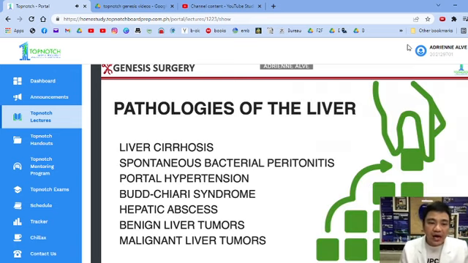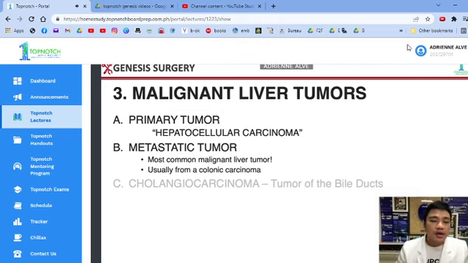So, going back to our outline, we're done with hepatic abscess, we're done with the benign liver tumors, and now we're going to start discussing your malignant liver tumors. For malignant liver tumors, meron tayong tinatawag na primary and metastatic. Tapos yung pangatlong type, if you would notice, nakadim or not so bright in color, because may discuss natin siya in terms of the liver and discuss din natin siya sa biliary system.